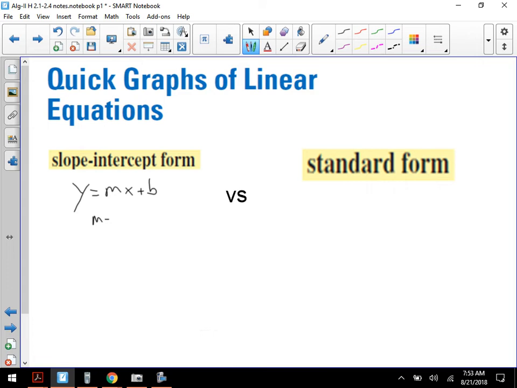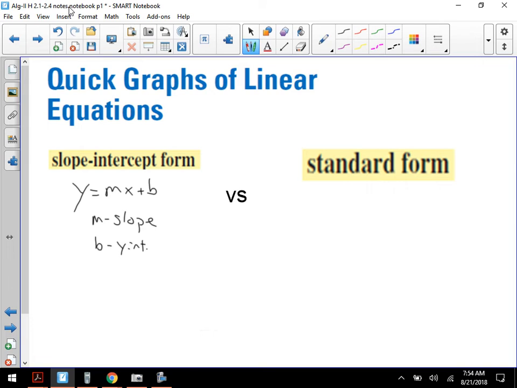Where m is your slope, and what's b stand for? The y-intercept. Very good. And when you would graph those things, it was nice. You'd always start at your y-intercept and just walk your slope. If it's positive, you go up and right. If it was negative, you went down and right. Very convenient, very simple way to graph.